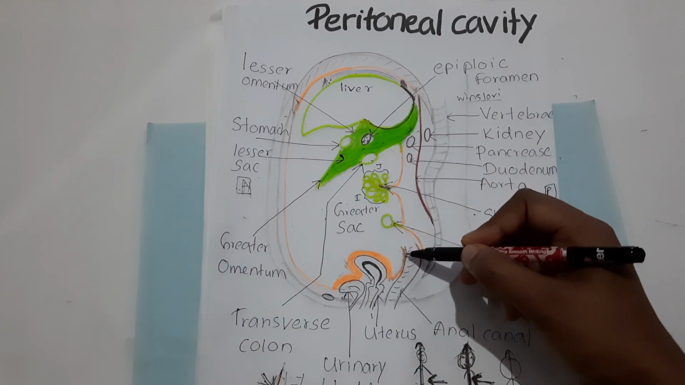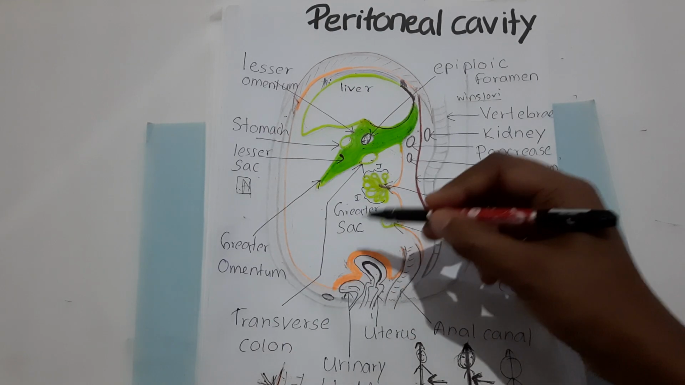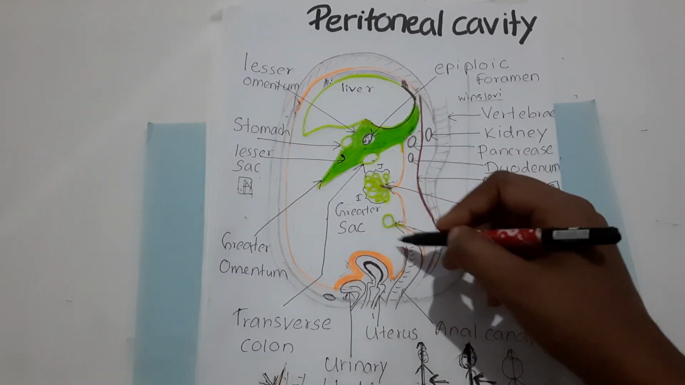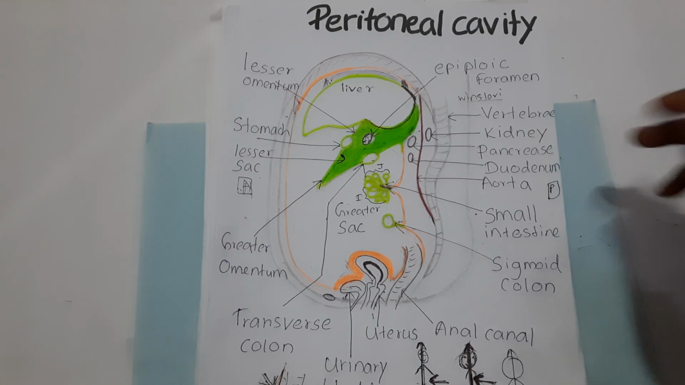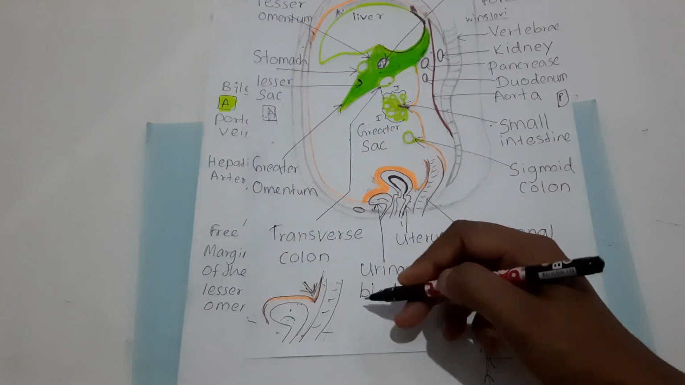This pouch we call the rectouterine pouch, and this pouch we call the vesicouterine pouch. This is a female peritoneum because the uterus is there. So these two pouches we can also call the Douglas pouches. Okay, if it is a male, then we can say it like this.